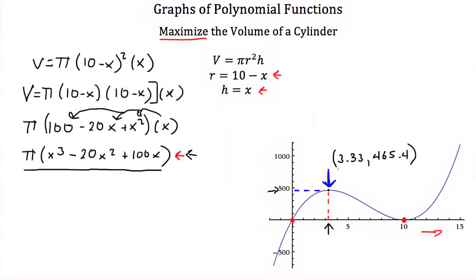So that means we maximize our volume equation when x is equal to 3.33. And then our maximum volume of our cylinder would be 465.4. And because every other point is lower in the y direction, that means that every other x value will give us a smaller volume of the cylinder. And that completes the tutorial on graphs of polynomial functions.